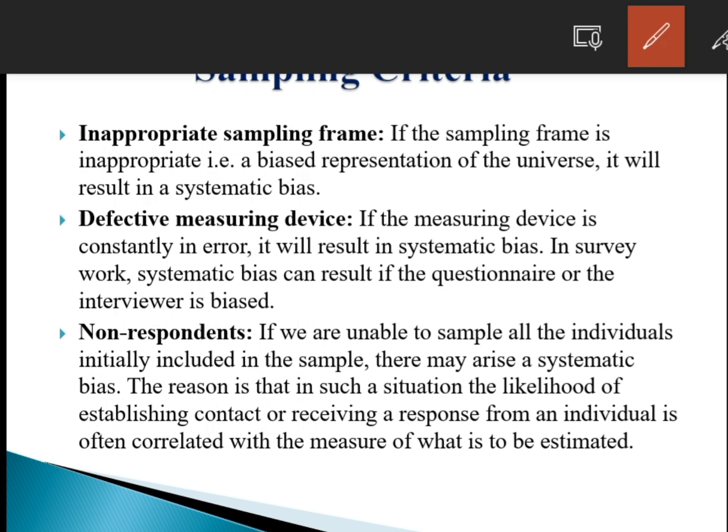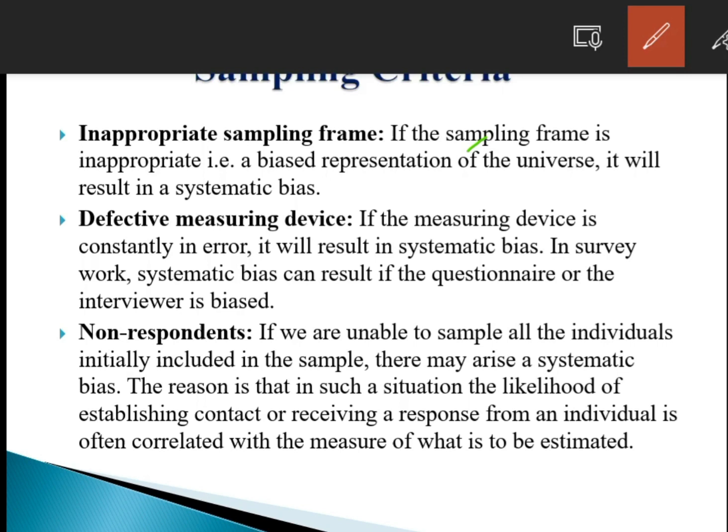The sampling frame must be appropriate, not inappropriate, because if it is inappropriate, then it is a biased representative of the universe. That is not a correct explanation of the universe, your population. In that case there must be a bias, so we have to choose the appropriate sampling frame.